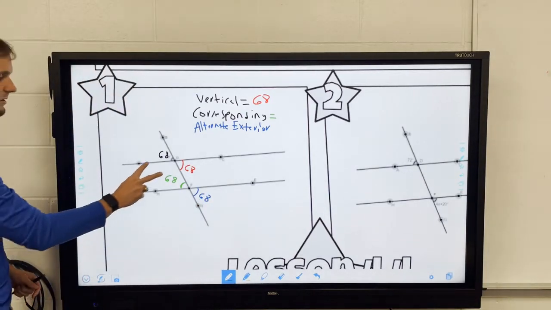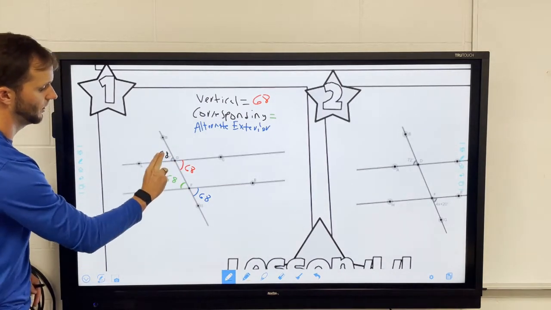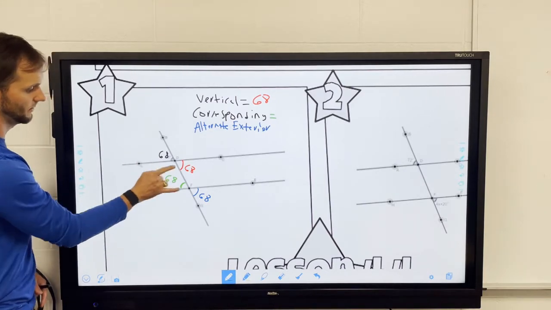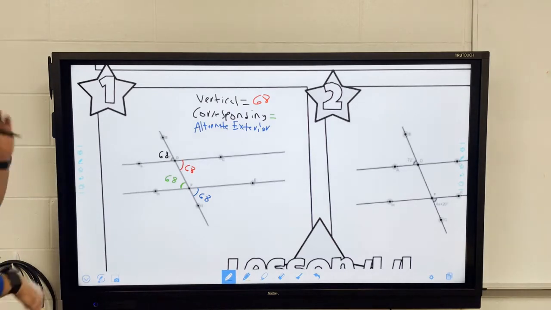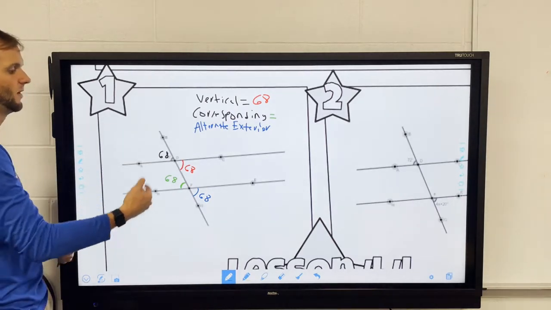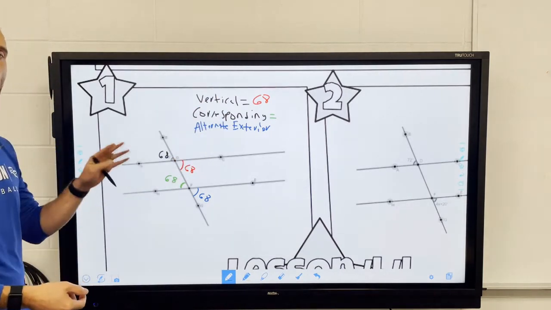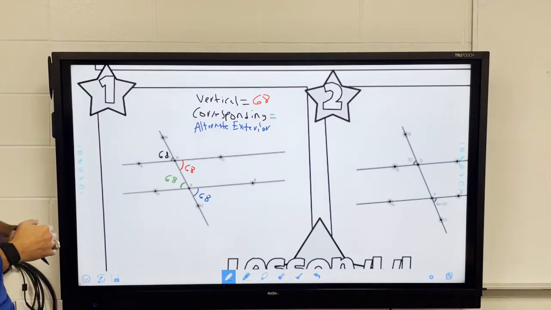So basically what you can see is that vertical angles are congruent, corresponding angles, and alternate exterior angles. Now these two angles are also corresponding, and that's what makes them congruent. So ladies and gentlemen, all of your vertical, corresponding, and alternate exterior angles are congruent types of angles, okay? All right, so let's look at example number 2 here.